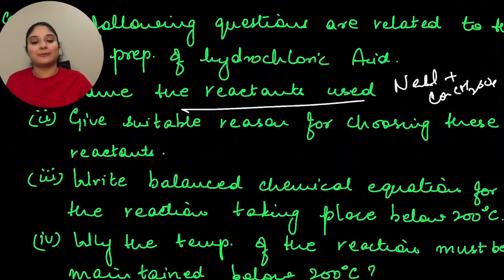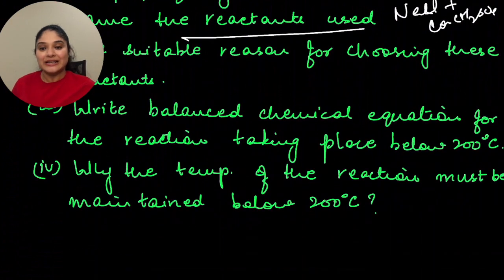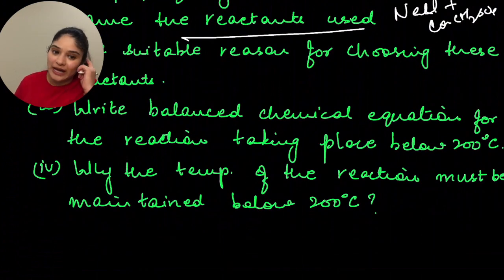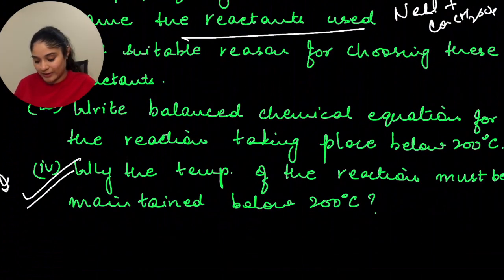Write a balanced chemical equation taking place below 200 degrees Celsius. Okay students, I'm not writing this equation again. We have done this equation like 4 times by now. So make sure that you take a look, pause and go back in the video if you have any doubt. Let's move ahead. Why must the temperature of the reaction be maintained below 200 degrees Celsius?